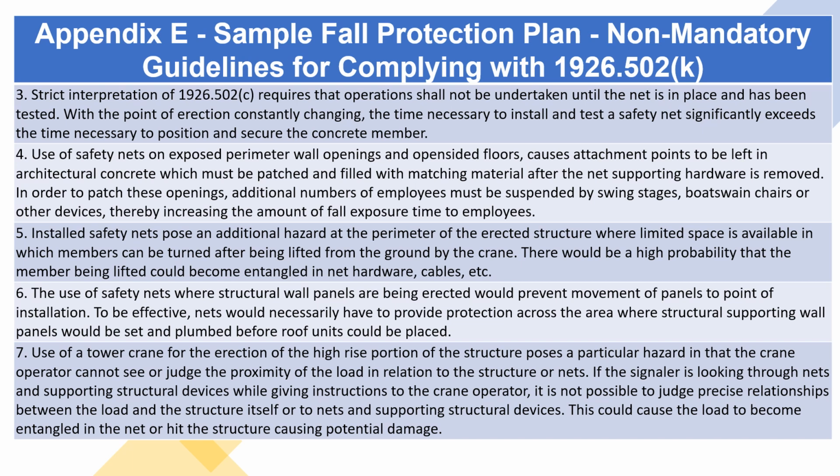7. Use of a tower crane for the erection of the high-rise portion of the structure poses a particular hazard in that the crane operator cannot see or judge the proximity of the load in relation to the structure or nets. If the signaler is looking through nets and supporting structural devices while giving instructions to the crane operator, it is not possible to judge precise relationships between the load and the structure itself or to nets and supporting structural devices. This could cause the load to become entangled in the net or hit the structure, causing potential damage.